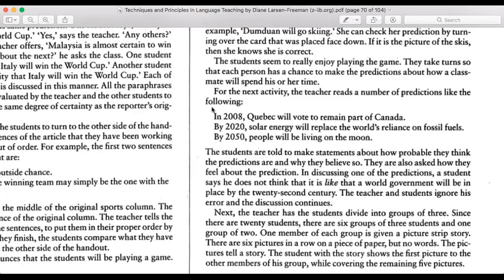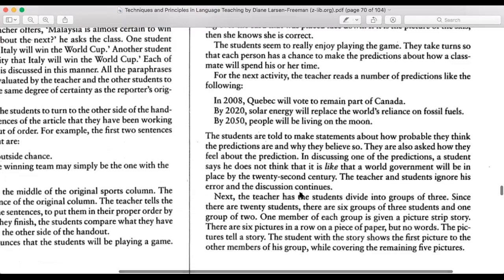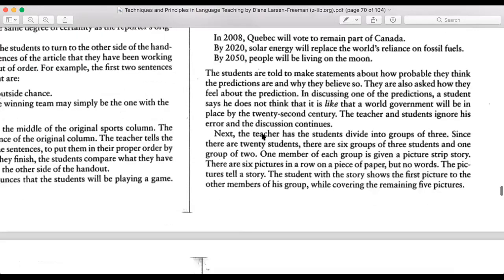And see, the same function of prediction is still carried out through this activity. By 2050, people will be living on the moon. So some of the students would say that this is very much probable, okay? And they can use the words likely, probable, maybe. And "will be" is, of course, a definite kind of prediction. So they're going to discuss because they will have different opinions.